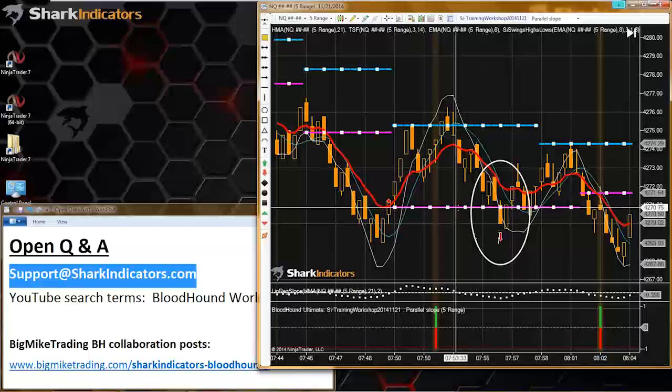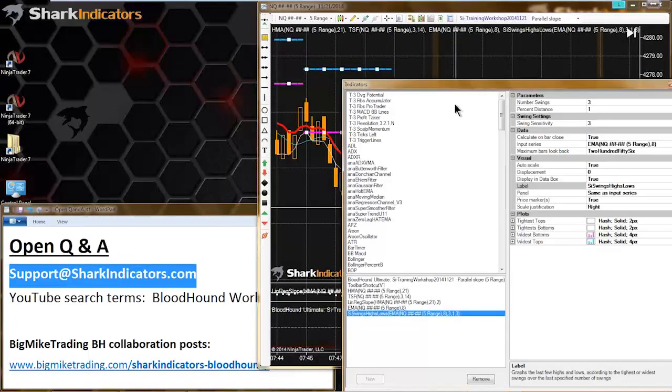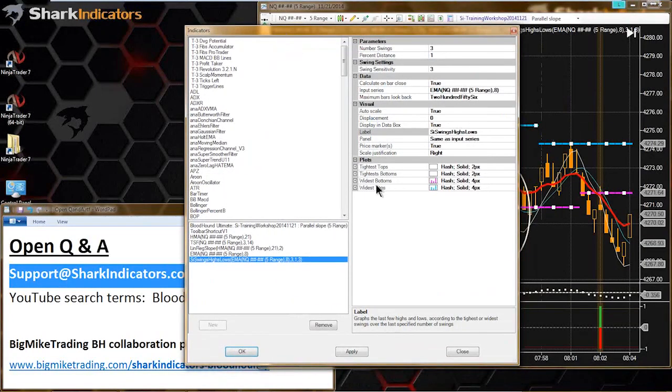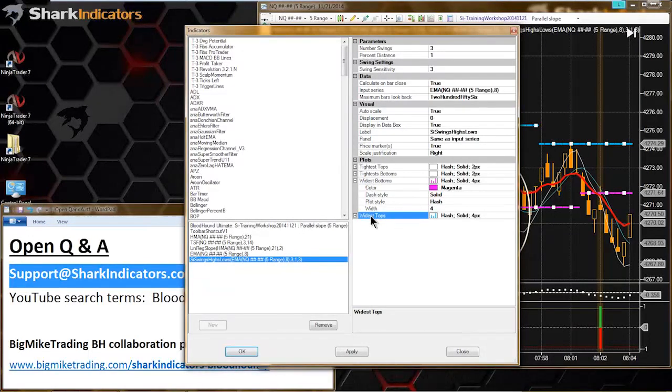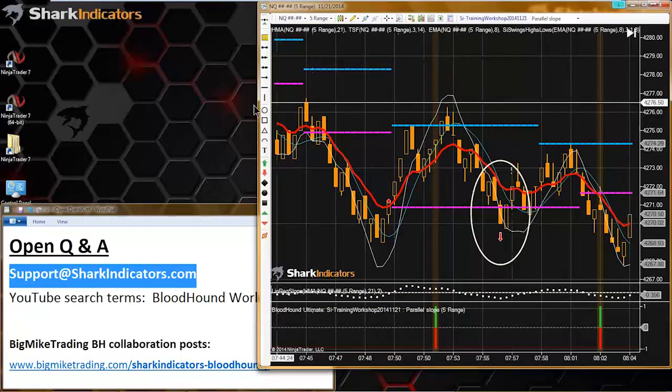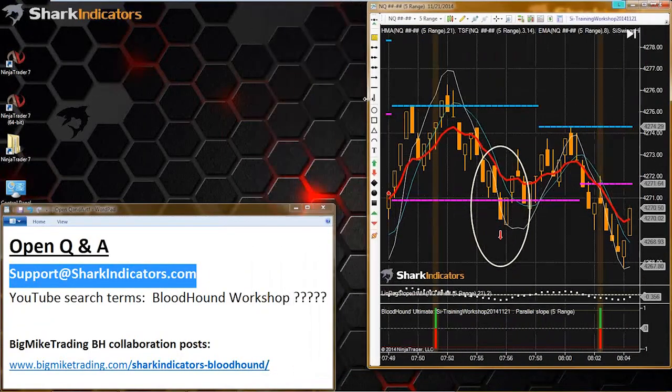And remember, our magenta line is the widest bottoms, right? The widest bottoms is magenta, and the blue is the widest tops plot. So it's key to knowing which plots you're looking at. All right, let's shrink up my chart a little bit.